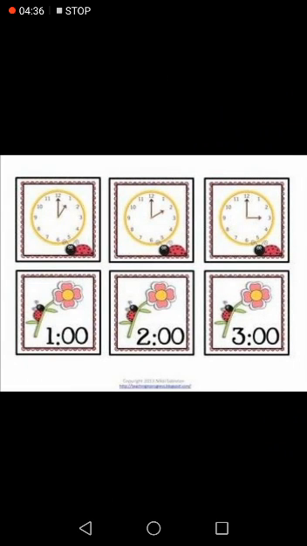Another example. I have the analog, make it digital. What time is it here? It's 3 o'clock. Make it digital, so write 3 at the left side. Don't forget to make the dots in the middle, and at the right side I write o'clock means 0.